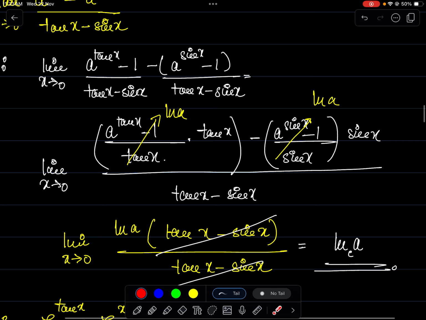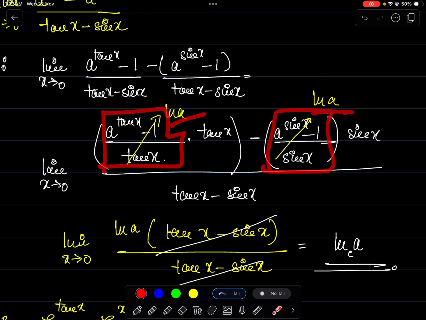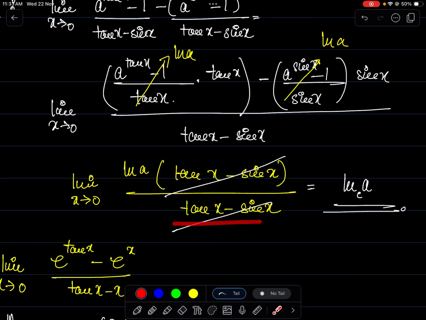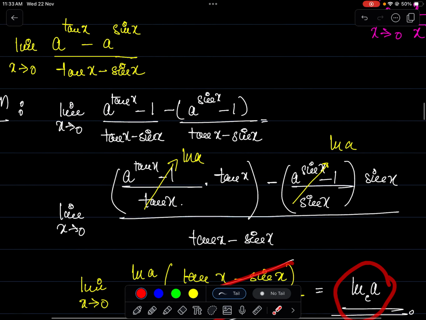Now for this numerator I need tan x. So I multiplied and divided by that, minus as it is here. For this I need sine, so I multiplied and divided. Now when I apply the limit, this thing will give you ln a, this thing will give you again ln a. This ln a and this ln a I am taking out as common. Now you will be left with tan x minus sin x, which is the same as the denominator. So it will get cancelled out, you will be left with ln a only.